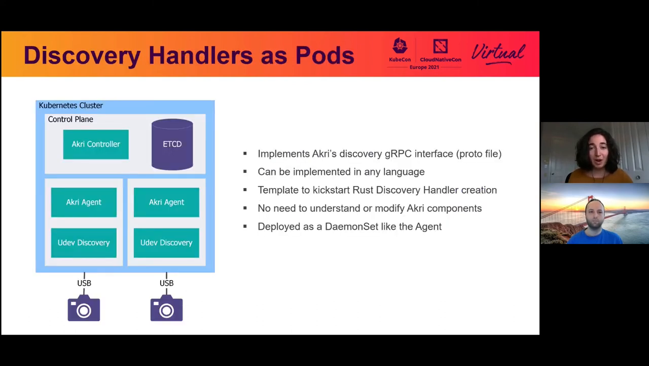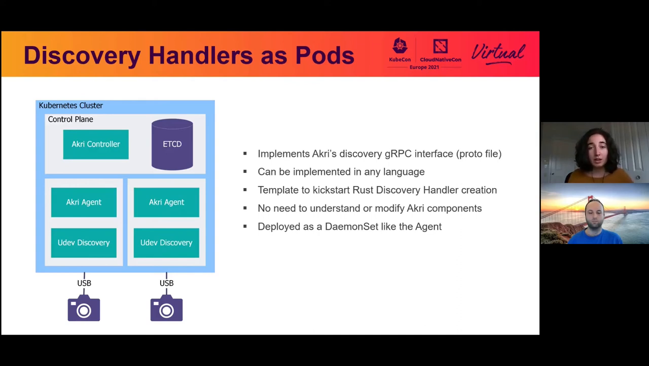Let's look at one of Akri's latest enhancements, and that is Akri's discovery handler model. So our discovery handlers do discovery. They're the ones that discover all the devices that are either embedded in the nodes of your cluster, attached to it, or around the nodes. And these can be protocol implementations like ONVIF or OPC UA. And it could even be your own proprietary protocol that discovers your own unique devices.